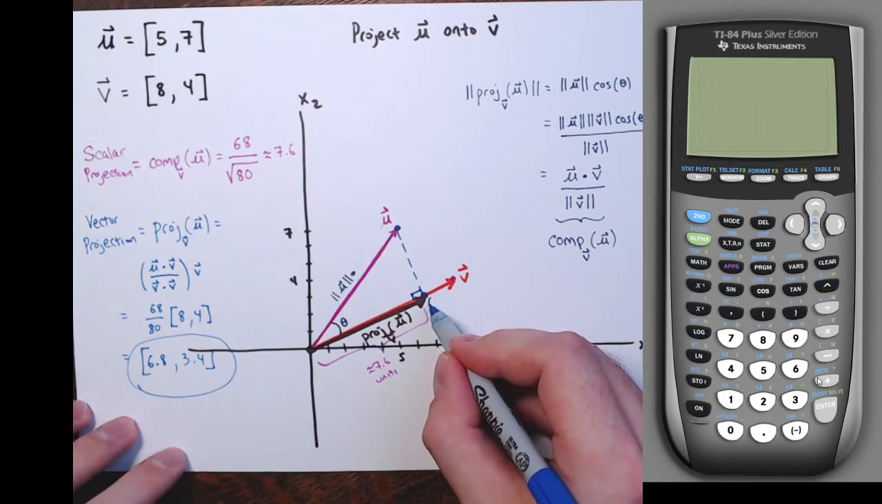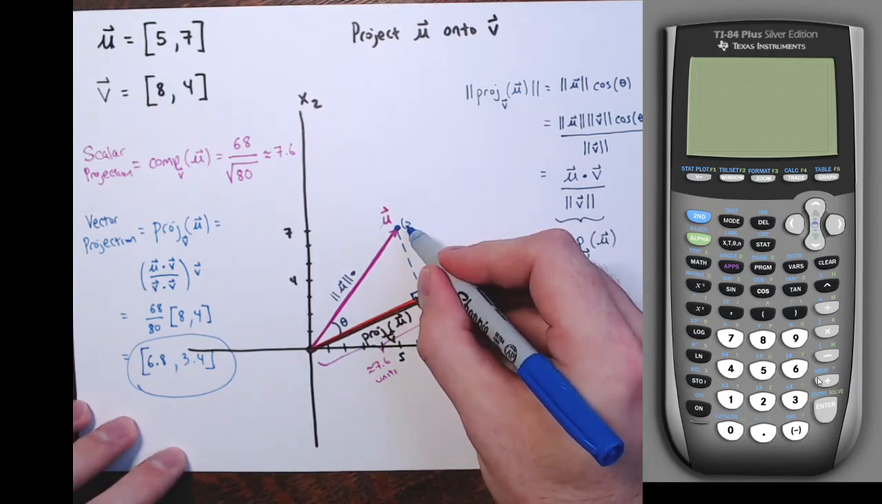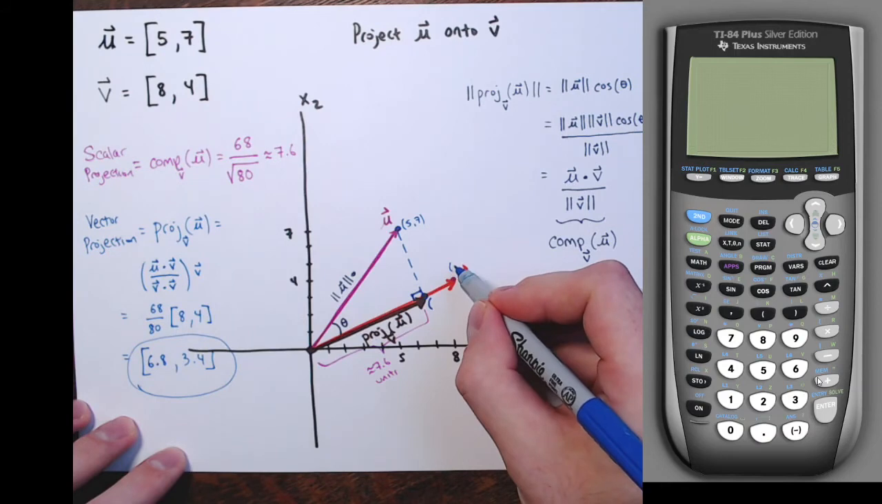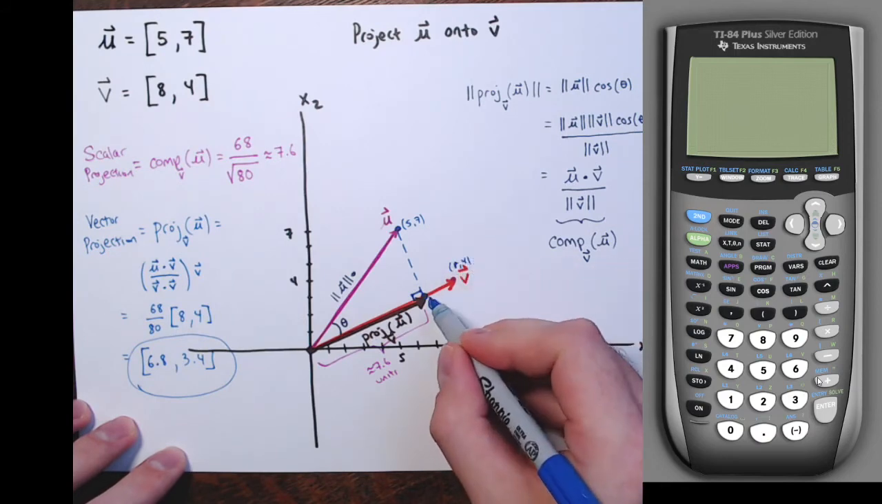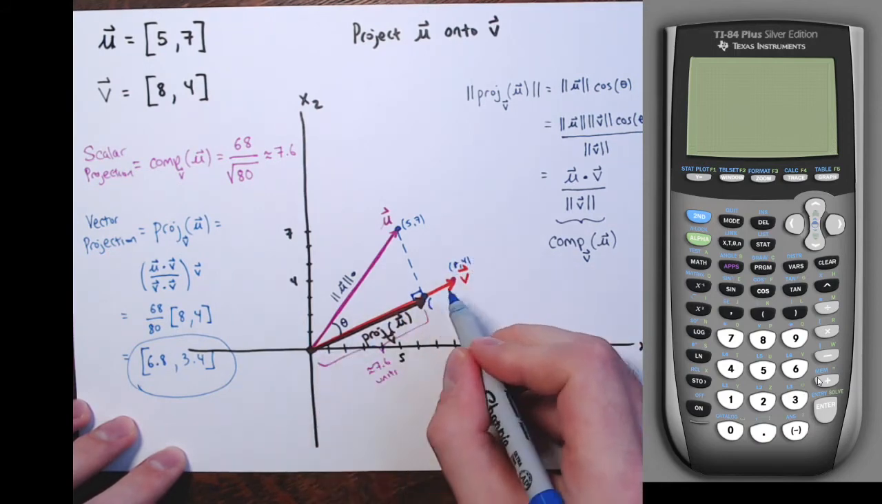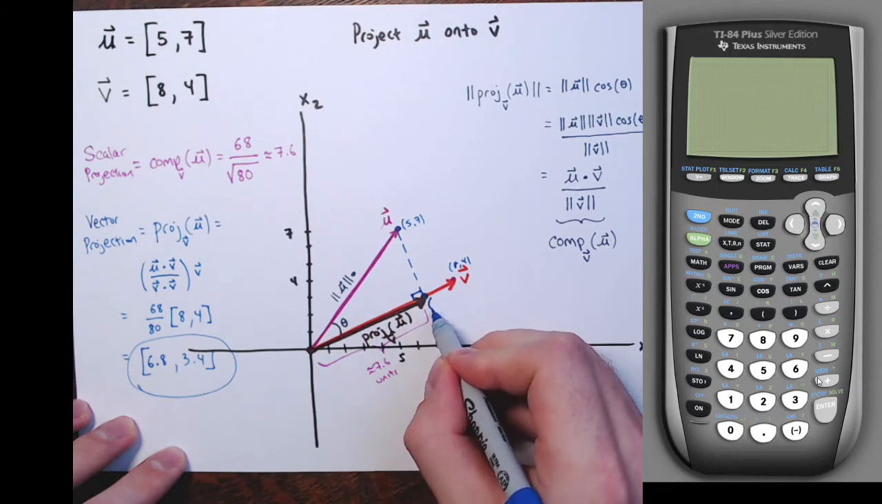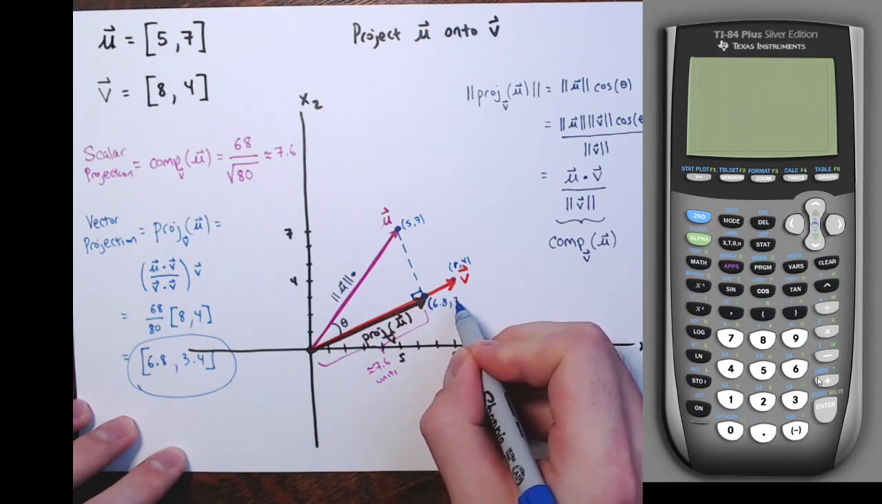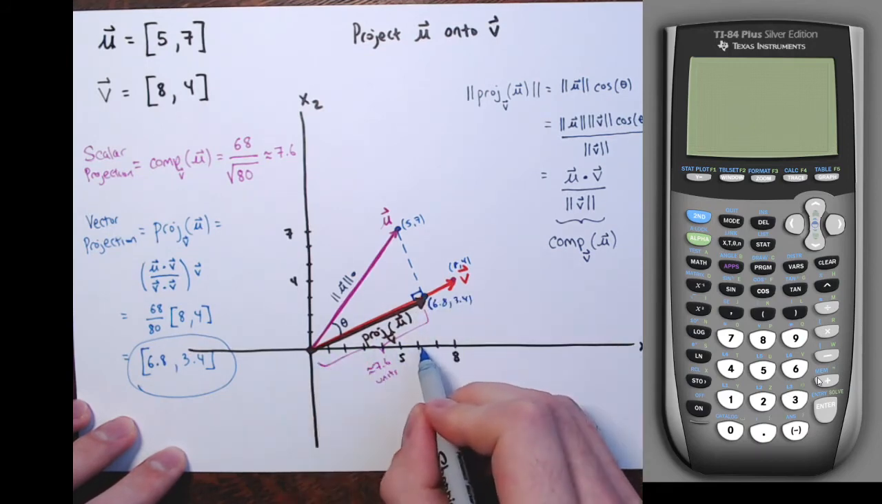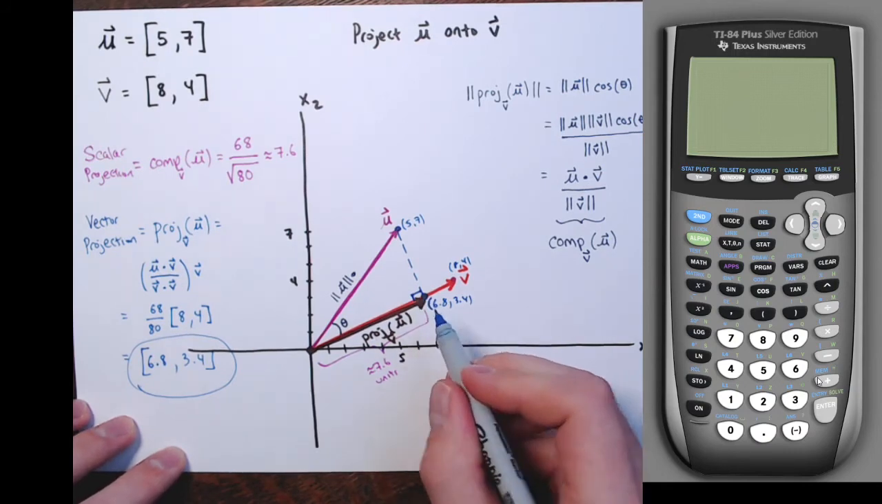So this point here was 5, 7. This point was 8, 4. This point here, from the origin out, this vector projection, is the point 6.8, comma 3.4. It's 6.8 units right and 3.4 units up. Right.